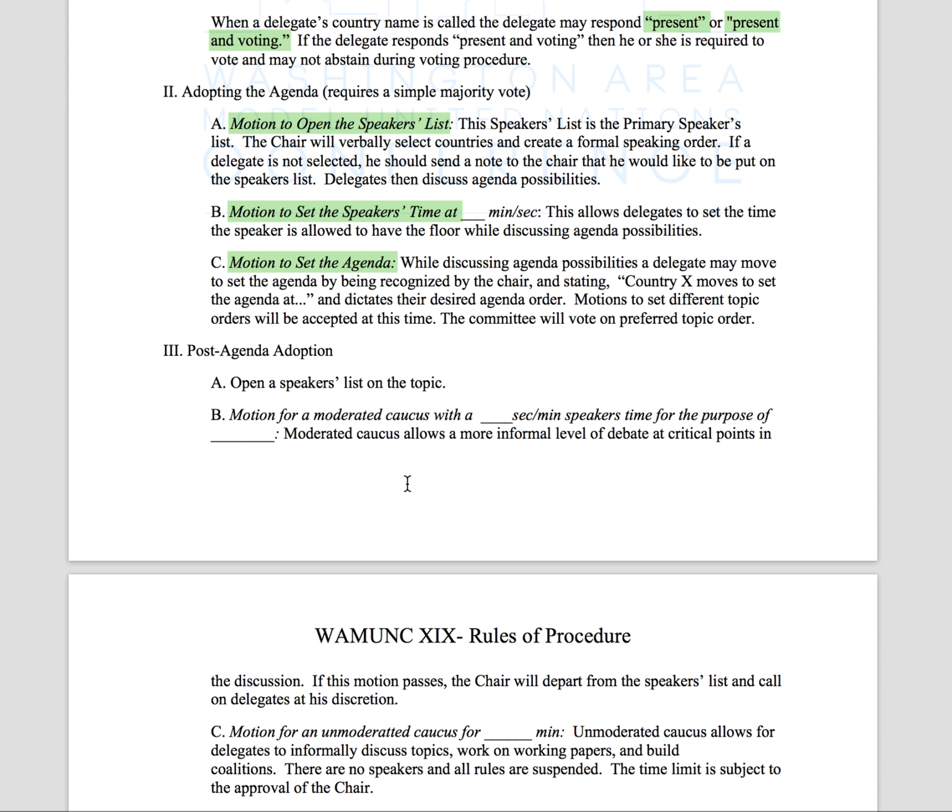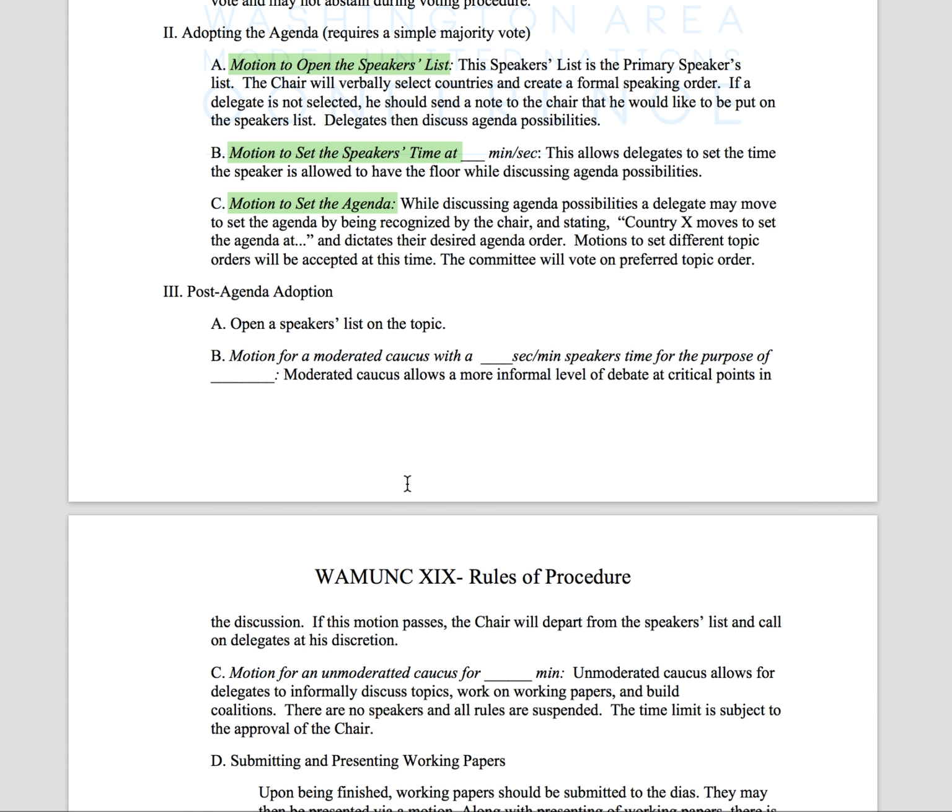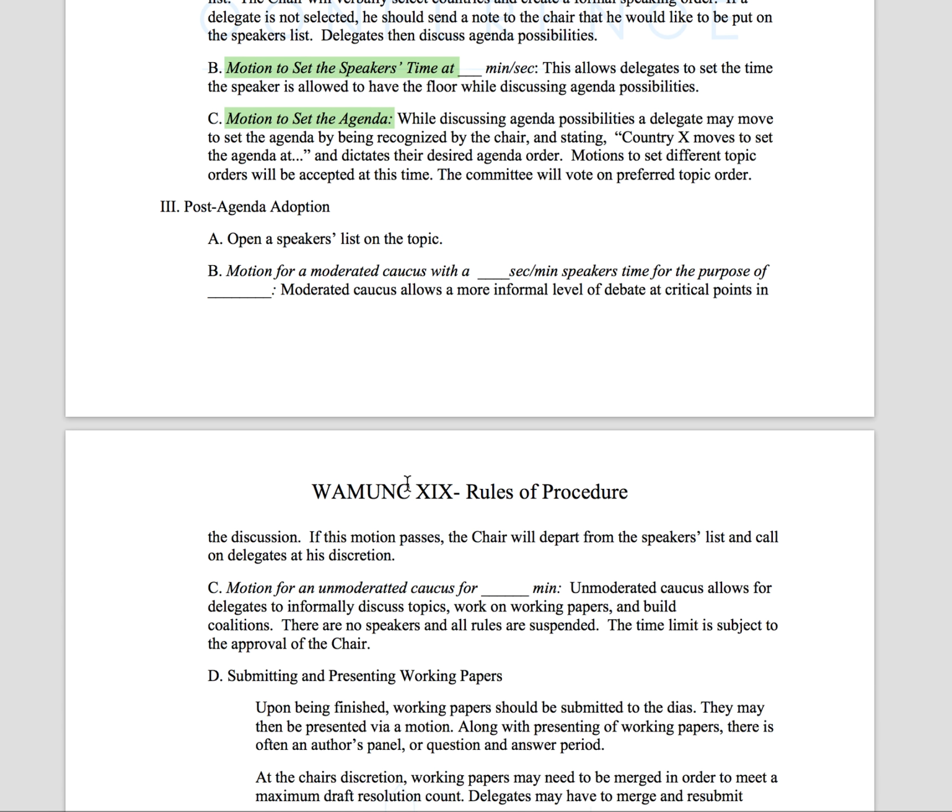So this is where you really can talk a little bit about yourself, introduce your country and its views, and also set the agenda, moving to set the agenda at a certain thing. And then eventually the committee will vote on a preferred topic order. So the overall committee, after hearing a lot of people speak about what issues they want to debate in what order, will all vote.